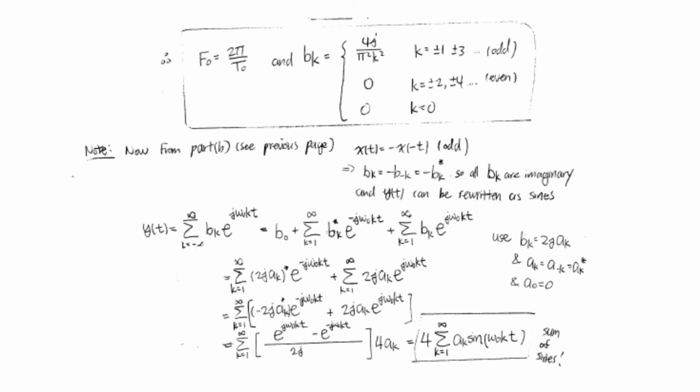So if you plug that in, we'll say y of t is going to be this whole expression here. Just for funsies, we'll do something similar to what we did before. We're going to split it into these two here, and then we're just going to plug in this new bk value we have. So we're going to plug in zero for b0. So this is going to be 0 now. And then for all the other bk's, we're going to plug in 2jak. So I plug in 2jak here, 2jak here.